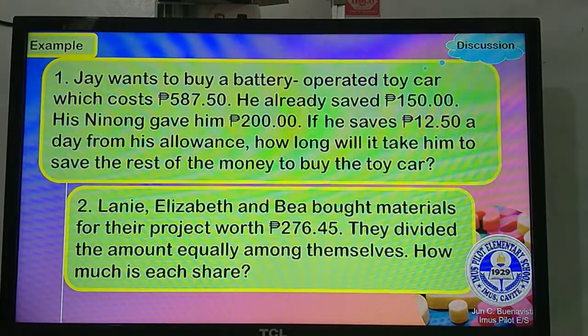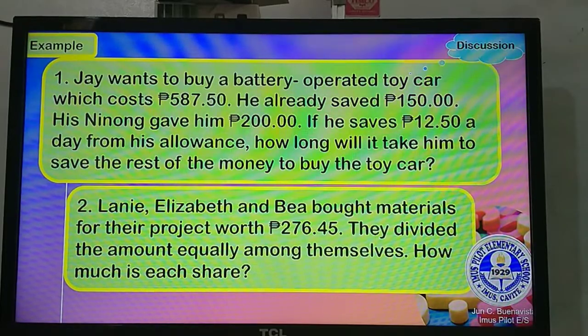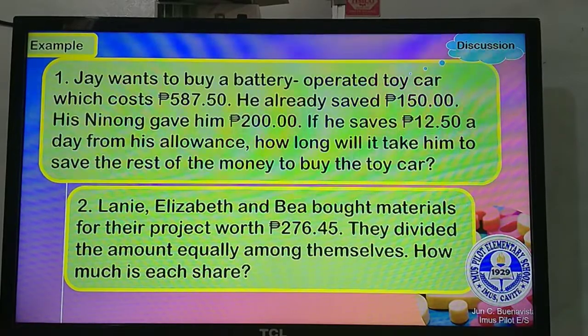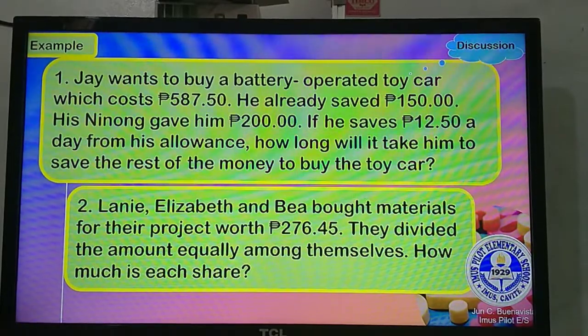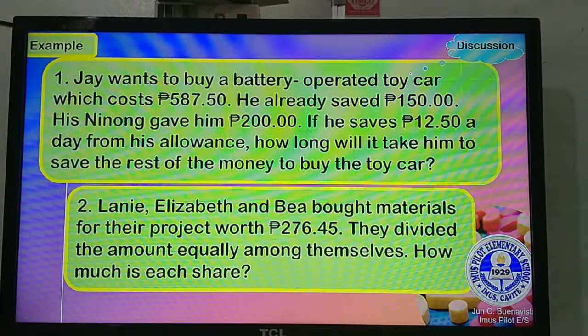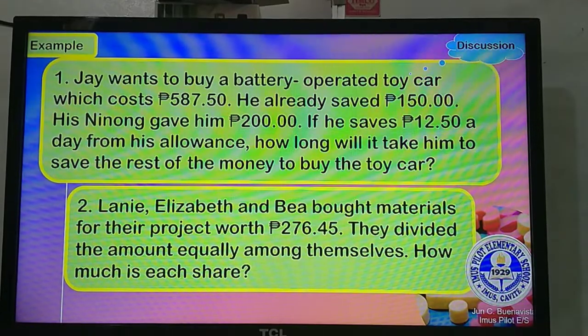Okay, for the number 2 example, Lani, Elizabeth, and Bea bought materials for their project worth 276 pesos and 45 centavos. They divided the amount equally among themselves. How much is each share?